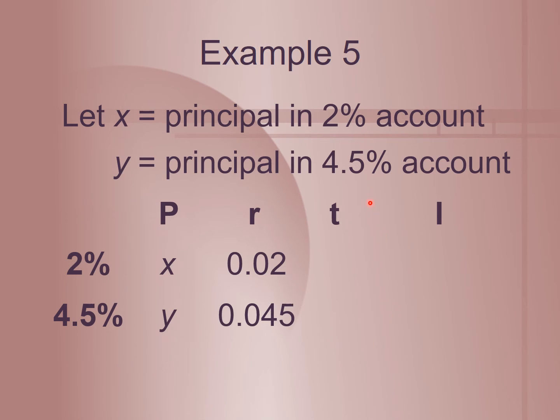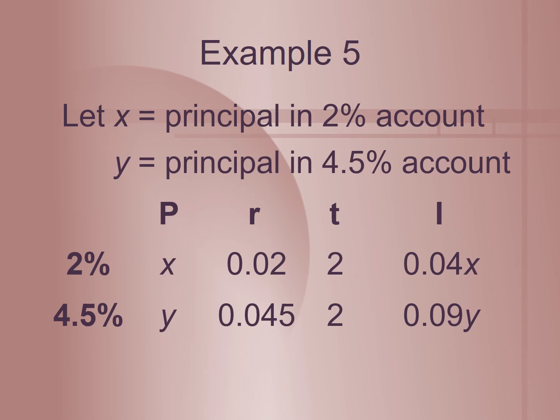Now, if you read the story in example 5 in your textbook, you'll notice that the time is over 2 years. So the time for each account was 2 years. Remember, to get this last column, the only way is to multiply what you have written in the previous 3 columns. So x times 0.02 times 2 is going to be 0.04x. To get this one, we go back and multiply what was in the previous 3 columns. So y times 0.045 times 2 gives us 0.09y.